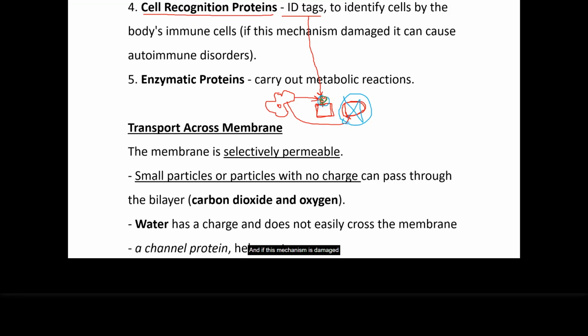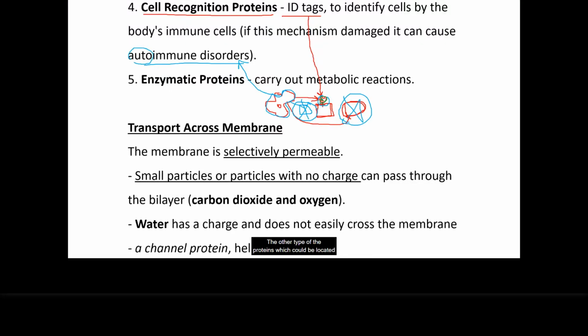And if this mechanism is damaged and our own cells do not produce these cell recognition proteins on the surface, it can cause autoimmune disorders, when our immune cells recognize our cells without these ID tags and destroy them like they're foreign molecules. Yes, so this is what autoimmune disorders are: our immune system attacking our own cells.